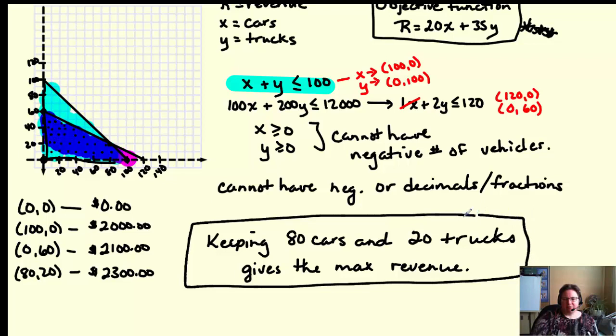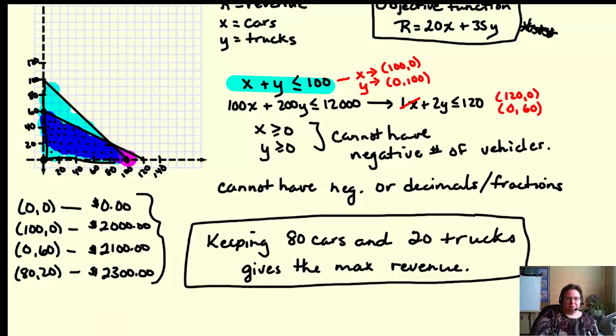Now, it's important to remember, you have to check all the corners of your feasible region. You cannot just give me one number as an answer and say the 80-20 is the maximum. Well, if you only have one number, then it's definitely the maximum of all those numbers that you gave me because it's the only one you gave me. You have to show, using the corners of your feasible region, that you have the maximum. Stating one point is not going to be enough. You have to prove it's the maximum of all the vertices.